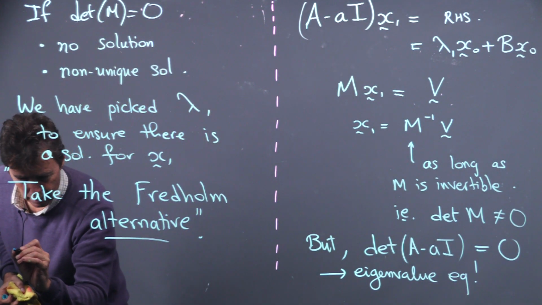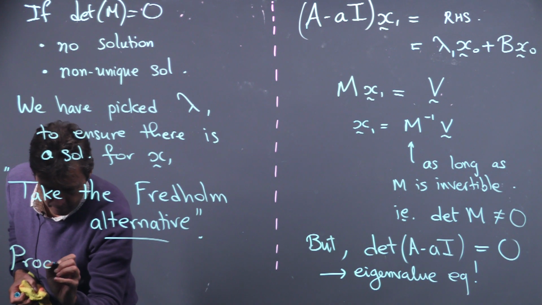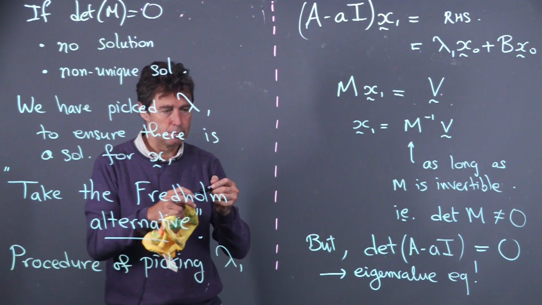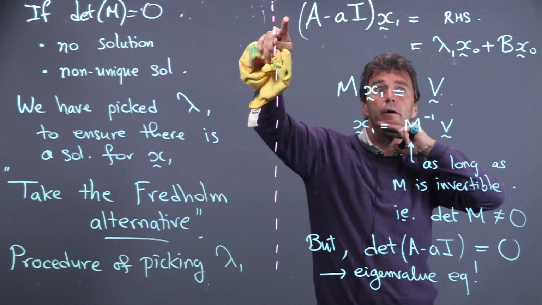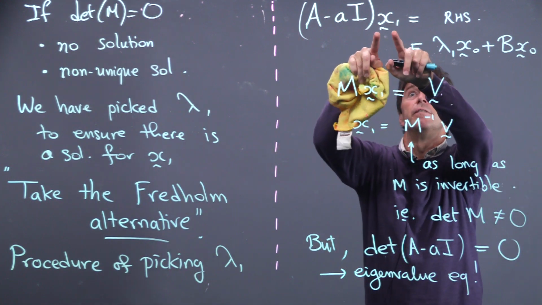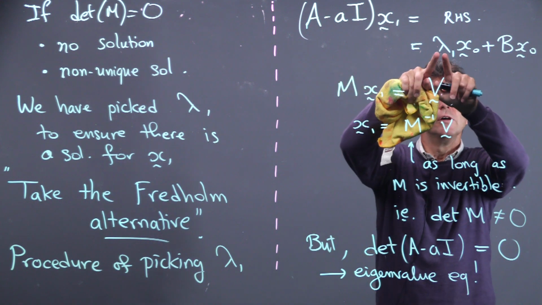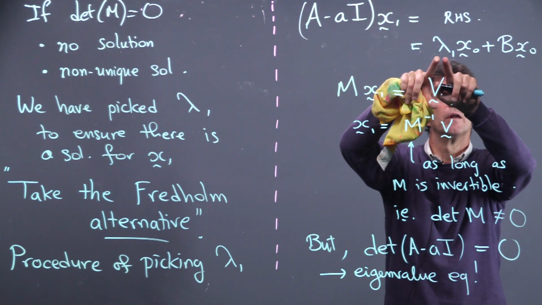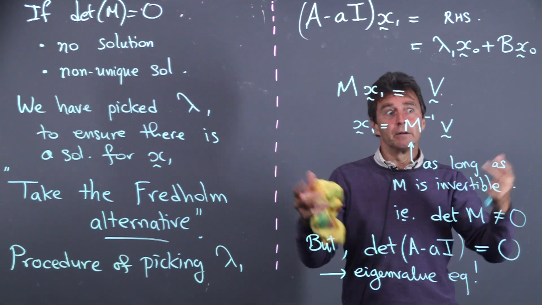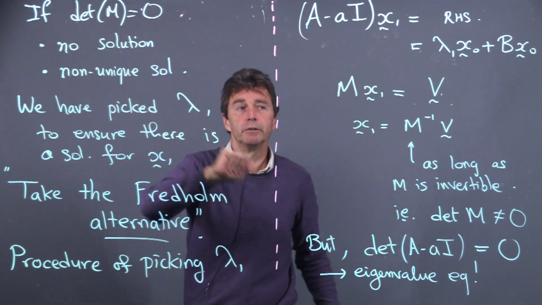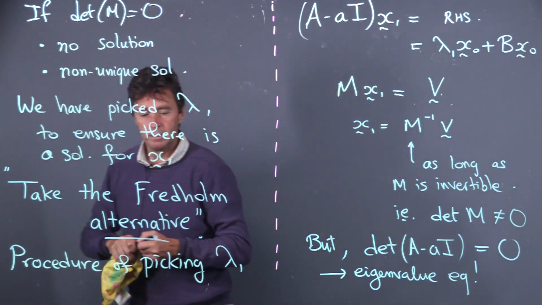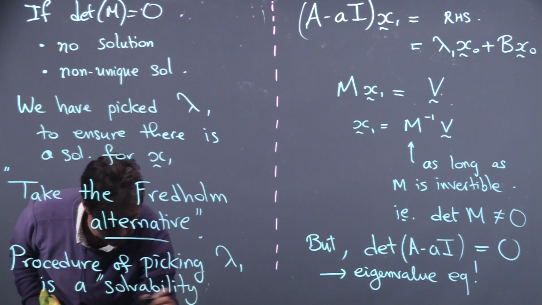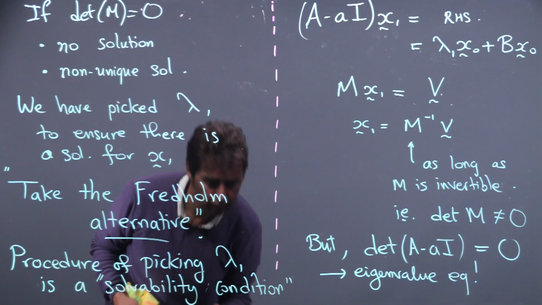Alternatively, there's another way of posing it. When you go through the procedure of picking lambda 1, if we go back and remember what that was, that was multiplying by the row eigenvector to eliminate the left-hand side, right? That gets rid of x1. That's the first thing that you think that you're solving for. We're actually going to solve for lambda 1 first. That's by multiplying by the row eigenvector, eliminating the left-hand side, and coming up with a formula for lambda 1, right? That's a solvability condition, because by doing this, we're going to guarantee that we get the non-unique solution. So this procedure of picking lambda 1 is a solvability condition. And so that's how it goes.